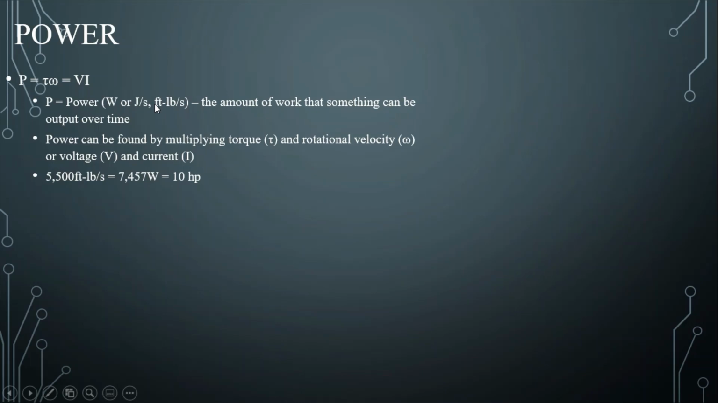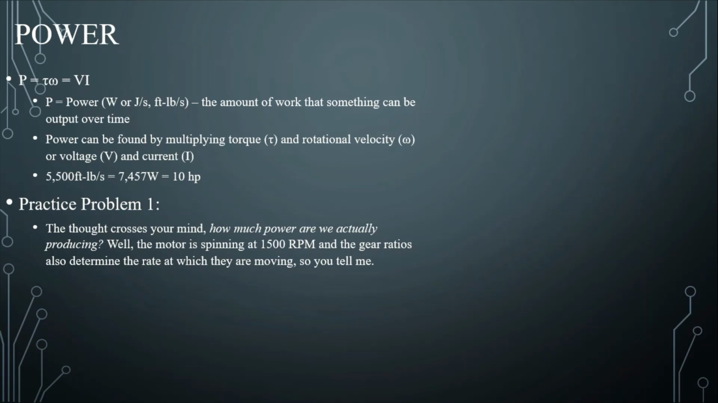Power can also be expressed in foot-pounds per second, and power is simply the amount of work that something can output over time. And the conversion factor for this would be 550 foot-pounds per second per 745.7 watts. And both of those are equal to one horsepower. So that's a good way to memorize it, is they're both equal to horsepower.